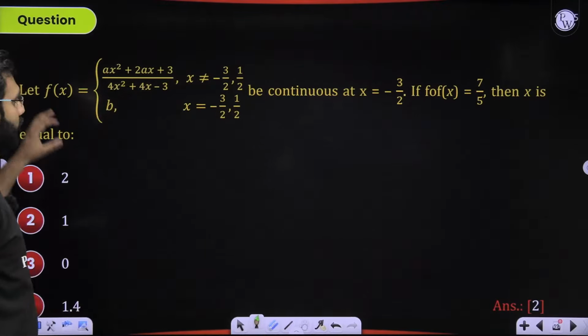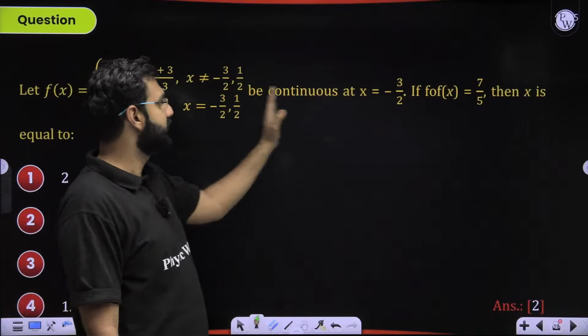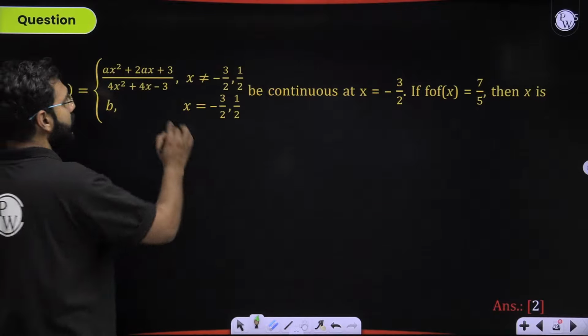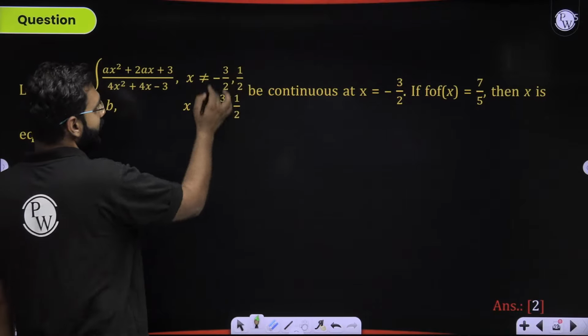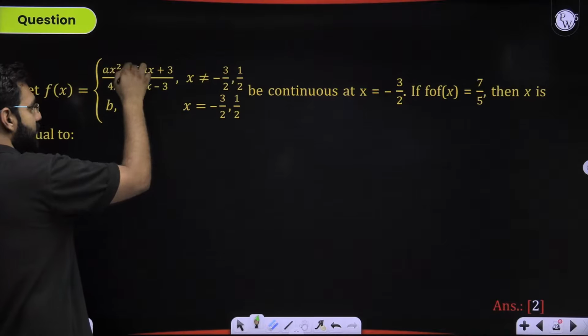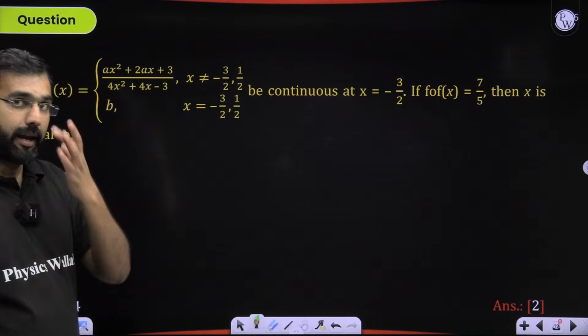So here, f of x is given by this, and we are told that it is continuous at x equal to minus 3 by 2. We'll talk about that later. But I'm told that x is not defined at these two values. X is not taken as these two values for this expression. When x takes these two values, it is b. And I'm told it is continuous.